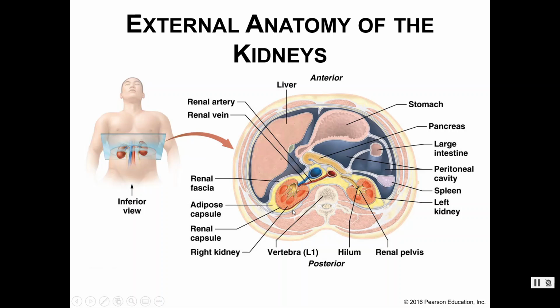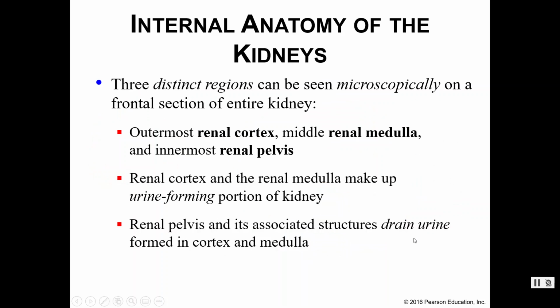So now that we've got an idea of what we're talking about, here we go. We had 3 layers that cover the kidneys. We also have 3 distinct regions of the kidneys that can be seen microscopically. The outermost region is the renal cortex. The middle region is the renal medulla, and then the innermost region is your renal pelvis.